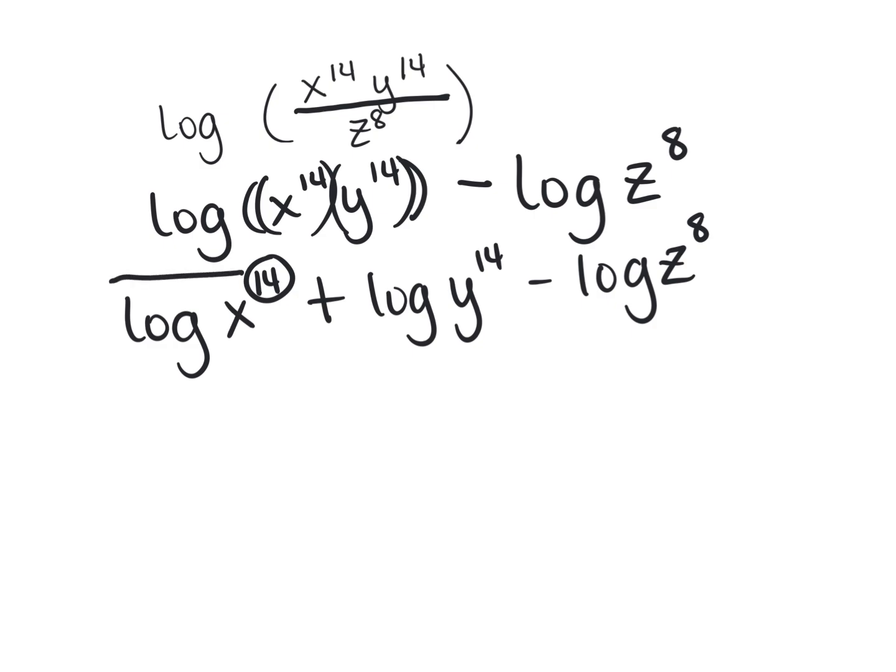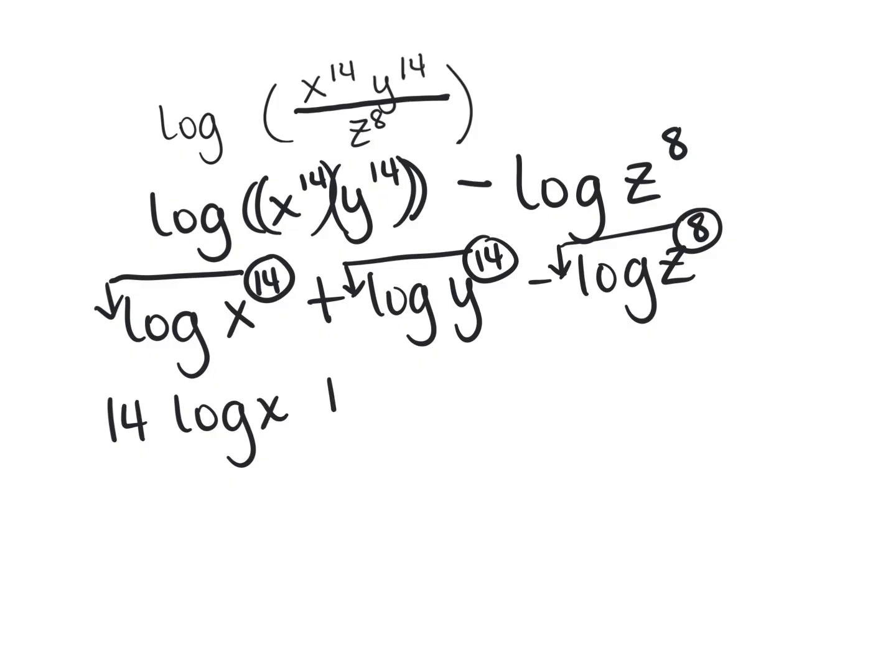Now again, kids like to stop here and think that they're finished. However, each of these exponents has to come out to the front of their individual terms before we can say that we're finished. So this is 14 log of x plus 14 log of y minus 8 log of z.